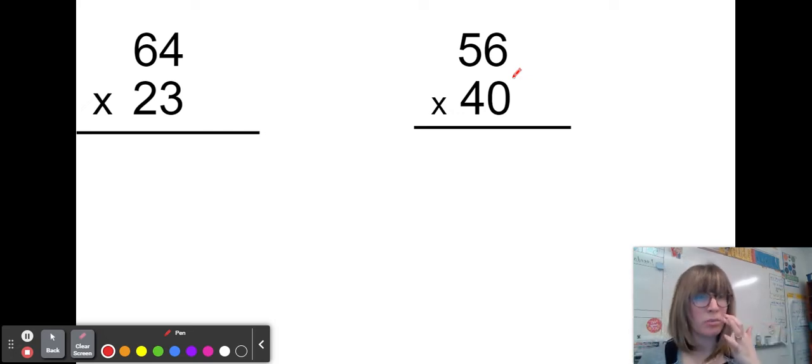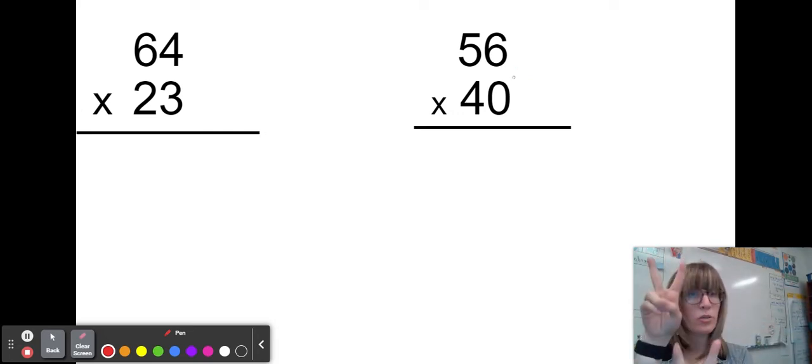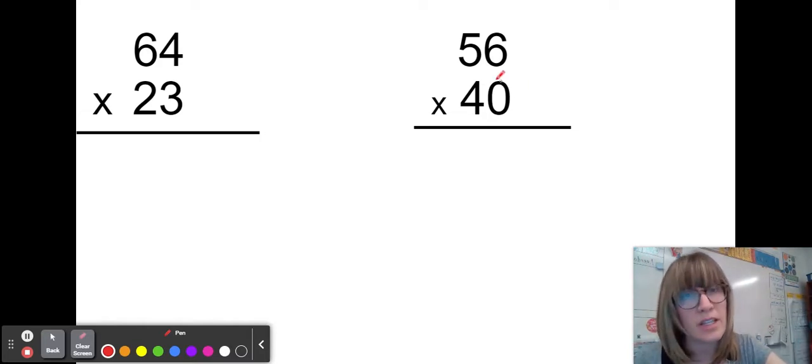So here's another example of multiplying a 2-digit by a 2-digit number. 56 has 2 digits, 40 has 2 digits, but you'll notice that we have a 0 in here. And sometimes that can just be sort of a question mark floating out from your brain. So we're going to dig into this and see what happens.